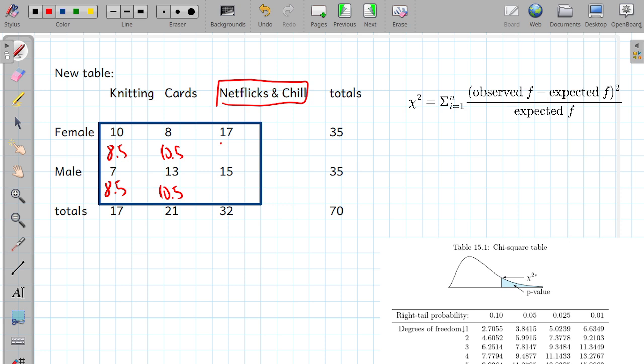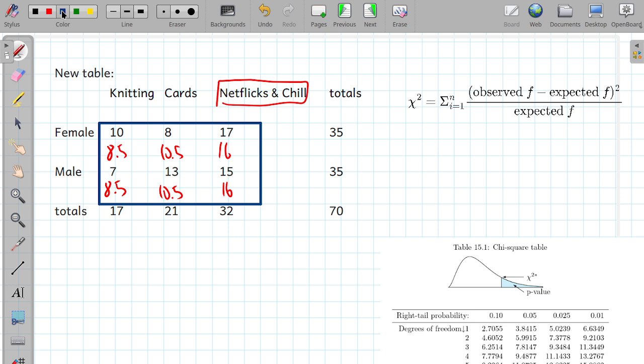Okay, 32, that makes this 16 and this 16. Okay, there we go. Now we can do this. Go back to a different color, blue. The expected counts are now done. Now we can do the chi-square. Now there's 6 computations here.